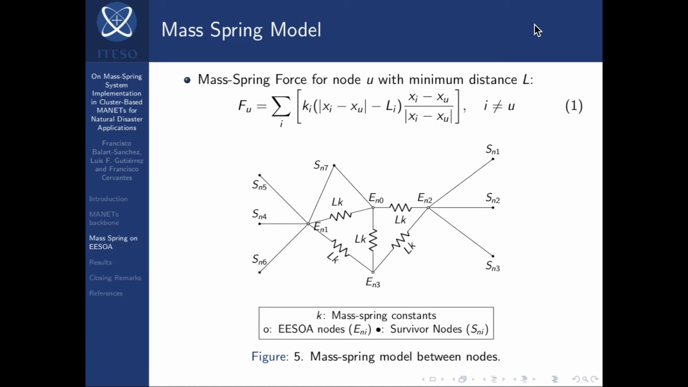Even though EESOA solved the backbone communication problem, we need to ensure the connectivity of the network. In this article, we have chosen the implementation of the mass spring model with an equilibrium distance L, as shown in equation 1. L distance will be defined within the communication range of the nodes. Therefore, all EESOA nodes will generate a mass spring model against all the neighbors, maintaining an equilibrium distance L, and therefore maintaining a connected network.